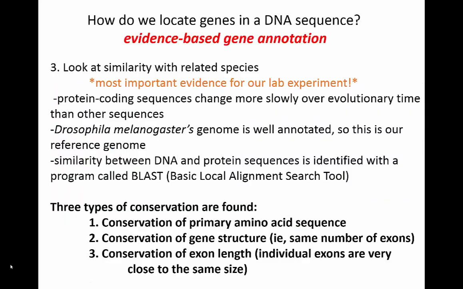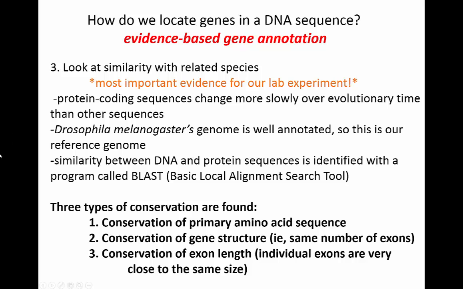Another piece of evidence that we will use in gene annotation is looking at similarity with related species. And in fact, this is probably the most important evidence for the experiment we will be doing in lab. The idea here is that protein coding sequences are really the most important sequences in our genomes, and therefore, if you change them, they're very likely to cause deleterious effects to the organism. Thus, they tend to change much more slowly over evolutionary time than other sequences. And if we compare between related species, we'll find that the protein coding sequences are much more similar than the other sequences in that organism.